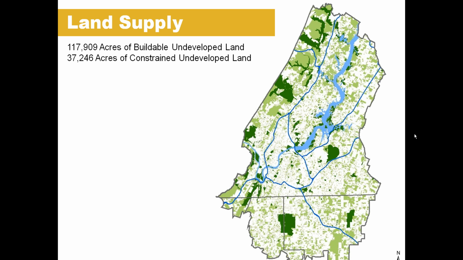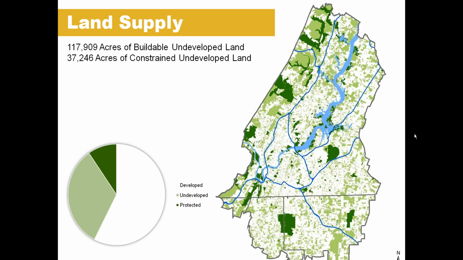So what that equates to is a land area larger than if you combine Chattanooga, Soddy-Daisy, and Collegedale. If you combine those 3 jurisdictions, you would have roughly proportional the land area that we have that is undeveloped in the study area. Put another way, just looking at the proportion for the study area, again, the white is developed, light green is undeveloped, and dark green is protected. We have 58% of the study area developed, 10% protected, and 32% undeveloped.